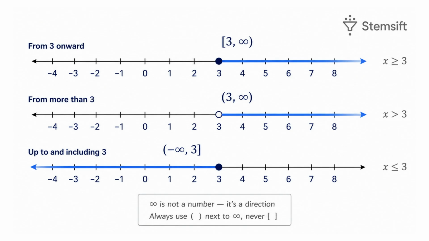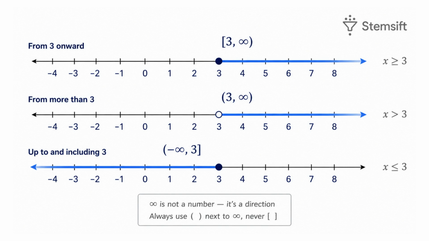Sometimes we want to talk about all the numbers bigger than something, or all the numbers smaller than something, with no upper or lower limit at all. For that, we use the infinity symbol. Look at the top one, [3, ∞). This is every real number from 3 onward, going right forever. The square bracket on the left means 3 is included, solid dot. The parenthesis on the right next to infinity means, well, here's the key idea. Infinity isn't a number. You can't actually reach it. It's more like a direction, a way of saying keep going, no stopping point. So we never put a square bracket next to infinity. It's always a parenthesis, always.